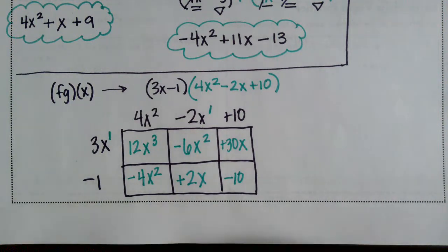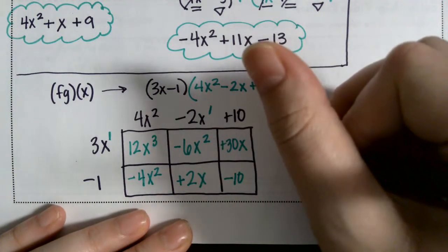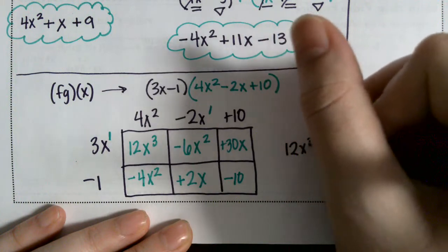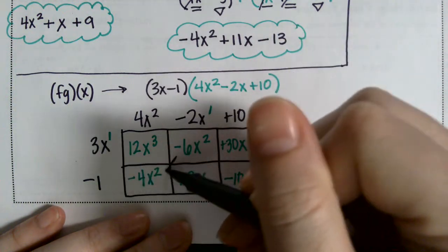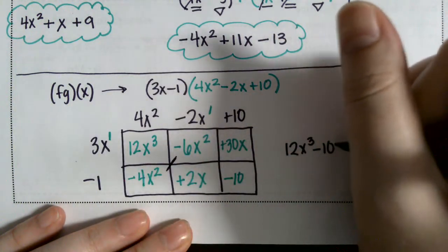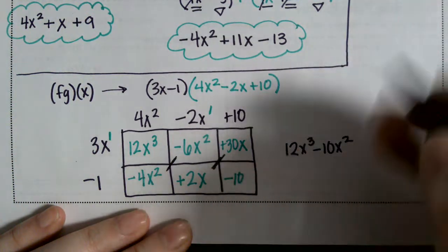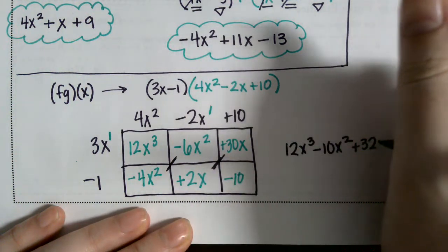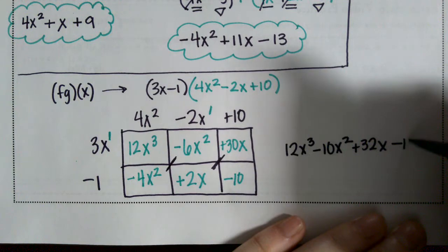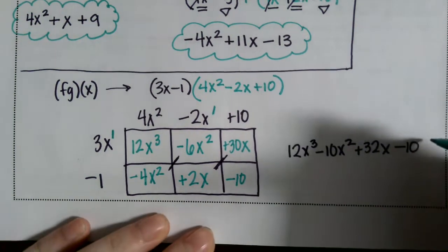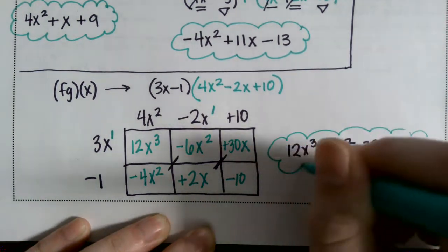And so then I just need to pull everything out of the box in order. So I have 12x to the third. Combine these like terms to get negative 10x squared. Combine these to get plus 32x and minus 10 at the end. So now I have multiplied my two functions.